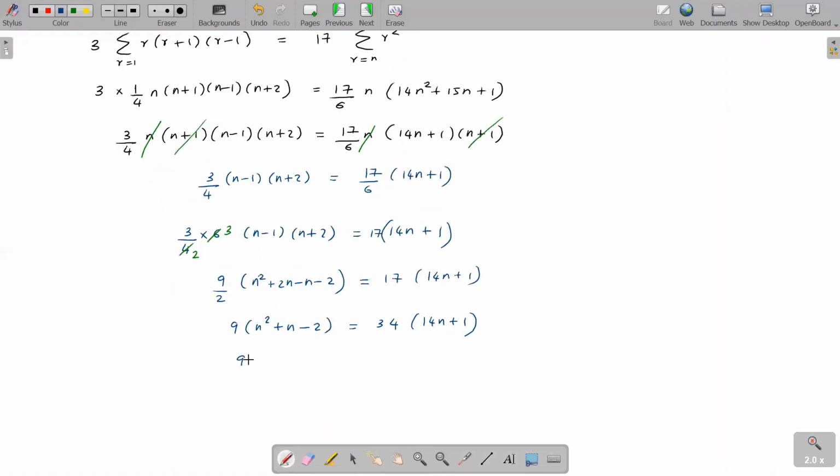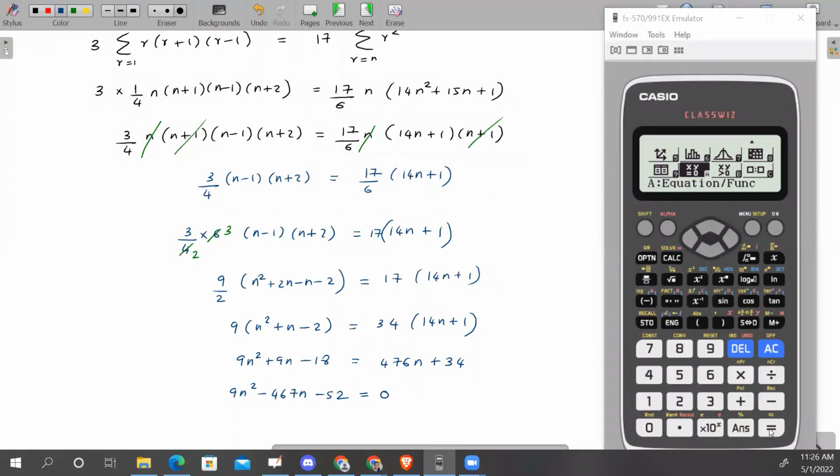So let me open the bracket here. This is 9n square plus 9n minus 18. So I get here 34 times 14, which is 476n plus 34. Okay, so I end up getting here 9n square, 9n minus 476, taking everything to one side. 9n minus 476n is minus 467n. Minus 18 minus 34 gives me minus 52 equals 0. Do you agree with me? I took all the terms to one side. Okay.